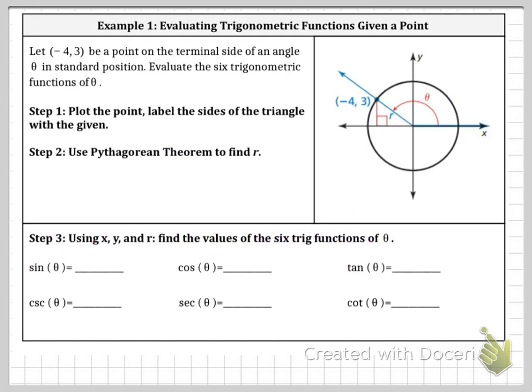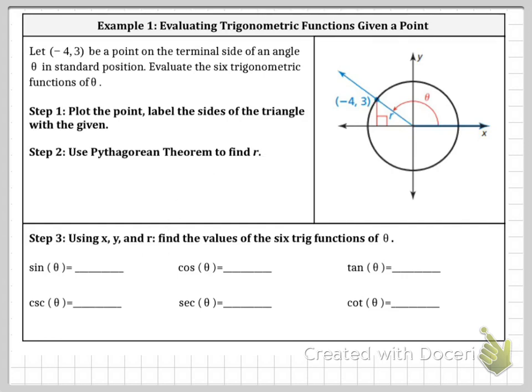So, evaluating trig functions given a point. Let (negative 4, 3) be a point on the terminal side of an angle theta in standard position. Evaluate the 6 trig functions of theta. These ones are not on a unit circle. It does not say it's on a unit circle, so therefore it is not. Also think about it: if this point is (negative 4, 3), then the radius is not 1. So we actually have to figure out what the radius is.